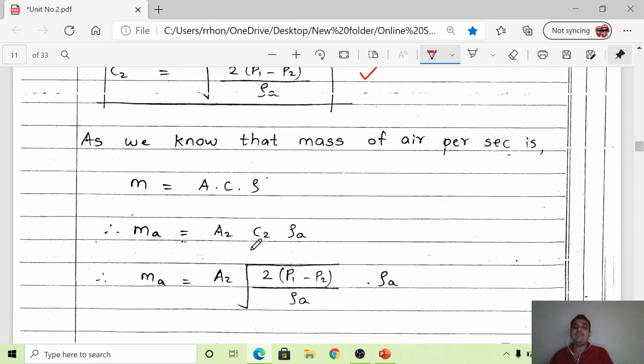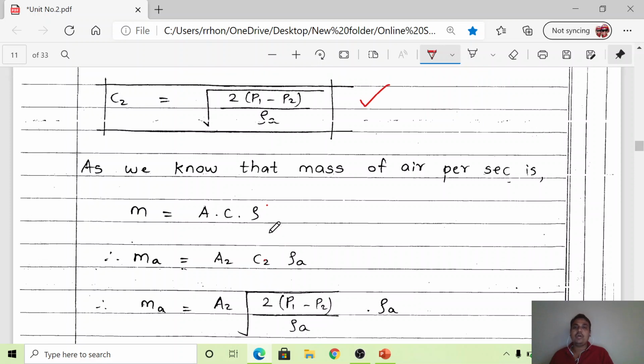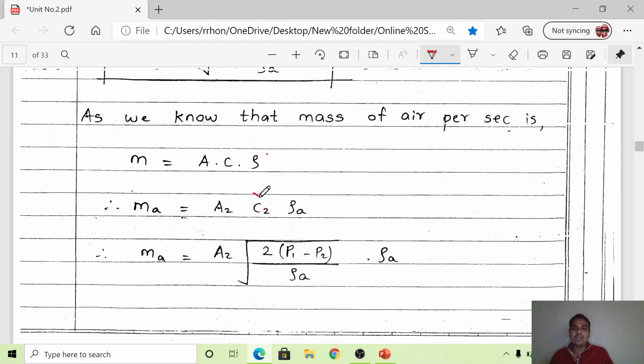So for further simplification, we have already calculated the value of C2 in the earlier derivation part. So directly we can take the value of C2 from there and put that value in this equation. So put the value of C2 and rewrite the equation, and finally we will get A2 into under root of 2 into P1 minus P2 by density of air, into density of air, as it is. These two terms we have written as they are.